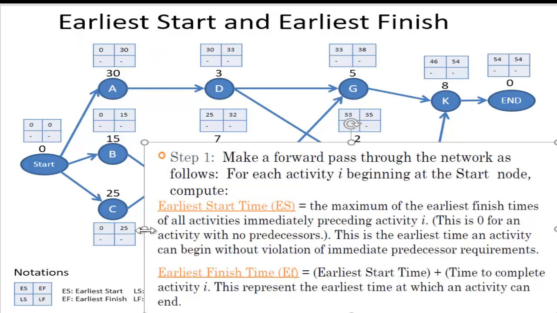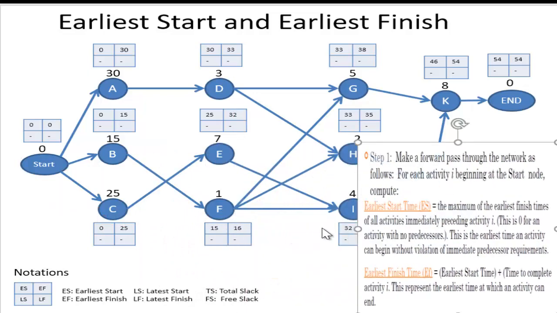Let me get it a little smaller. Now we know this thing, right? So we can calculate for the other nodes now. So what about B? Its time is 15. So what will be the earliest start time? The earliest start time will be whatever the earliest finish time of the previous is. Because the previous is start only, its finish time is 0, so the earliest start time is 0.